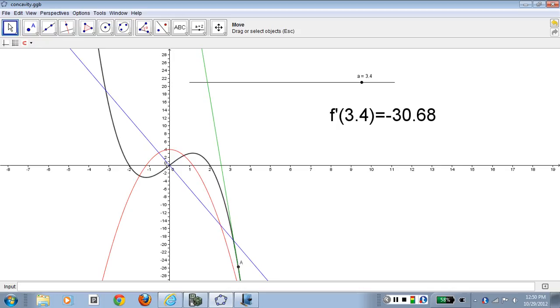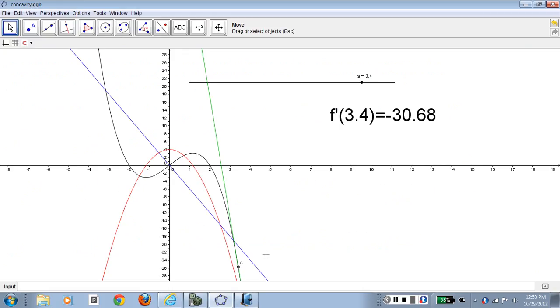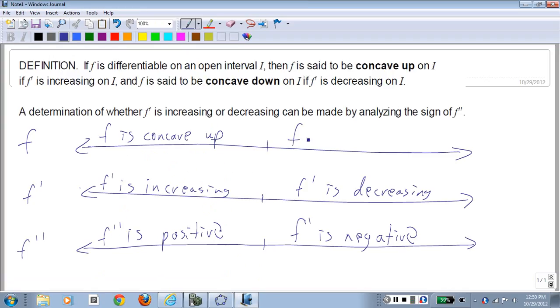From negative infinity up to 0, it is curved upward. So we're going to say f is concave up. And from 0 to positive infinity, it's curved downward. So we're going to say f is concave down.